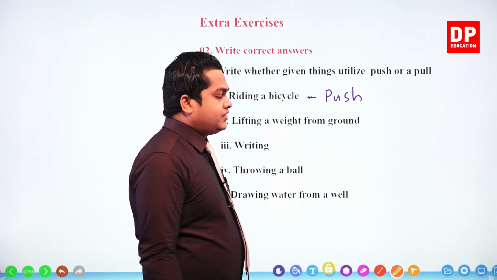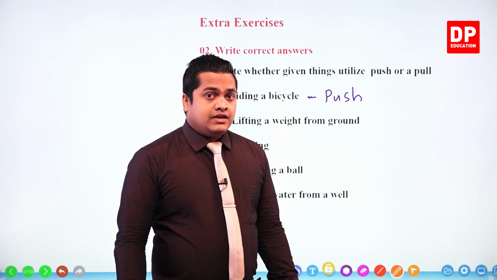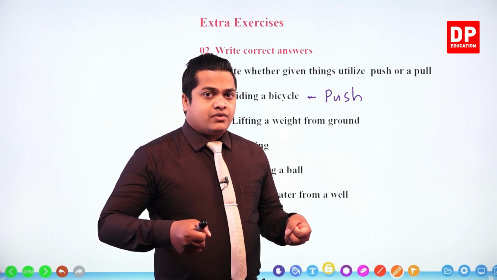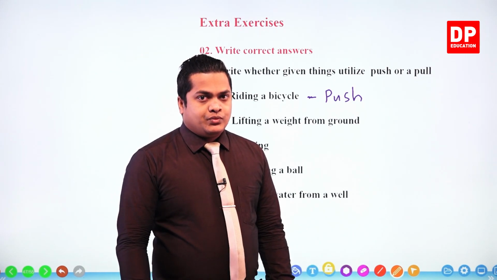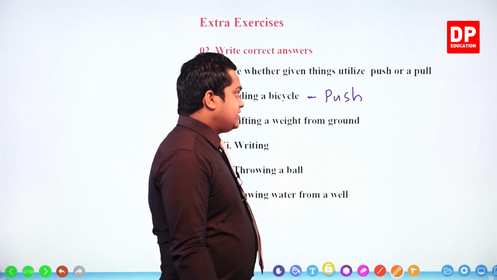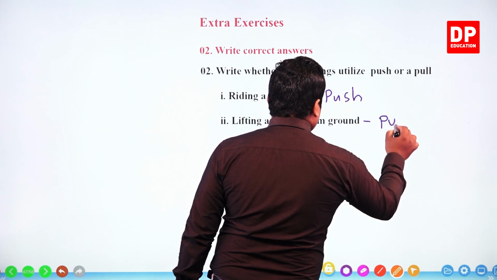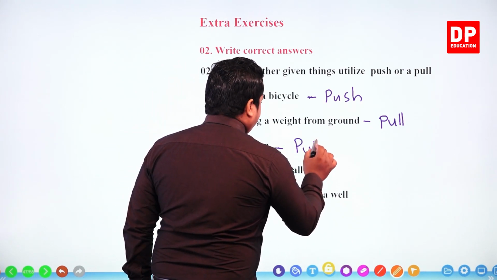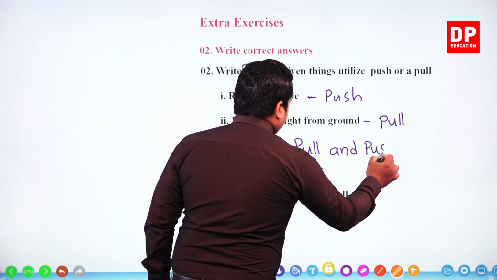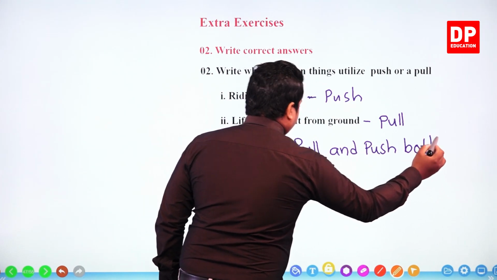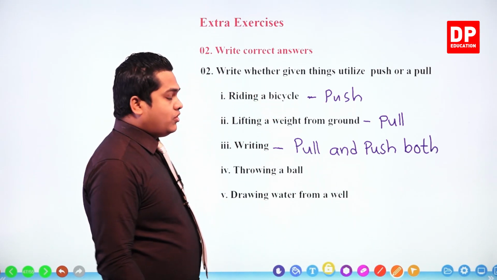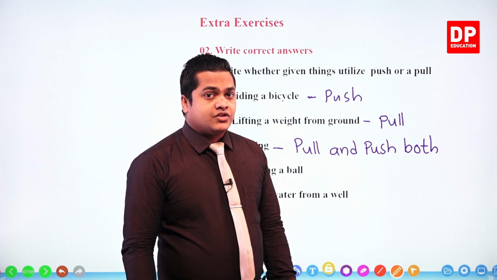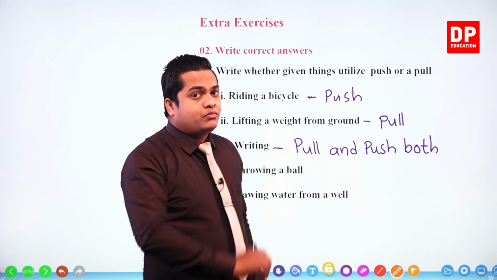Lifting a weight from the ground. We discussed this when we were discussing the first theoretical parts. When you are lifting a certain thing from the ground, you are pulling it towards you. So, my dear children, it's a pull. Writing, it's obvious, right? Pull and push both. Throwing a ball. You are giving a push so that it would travel to a different location away from you. Push.